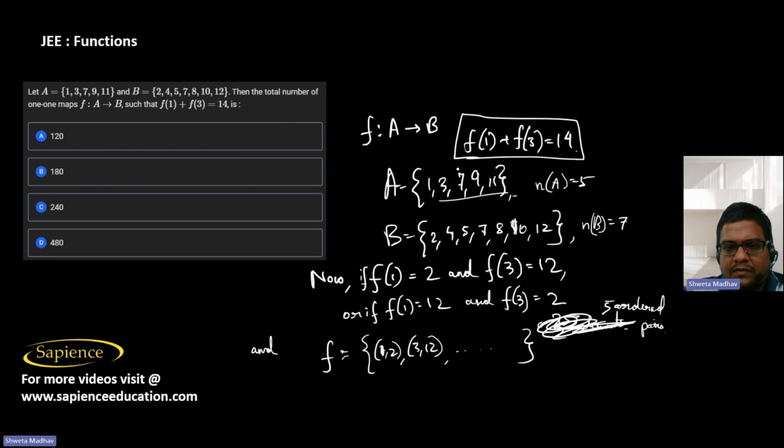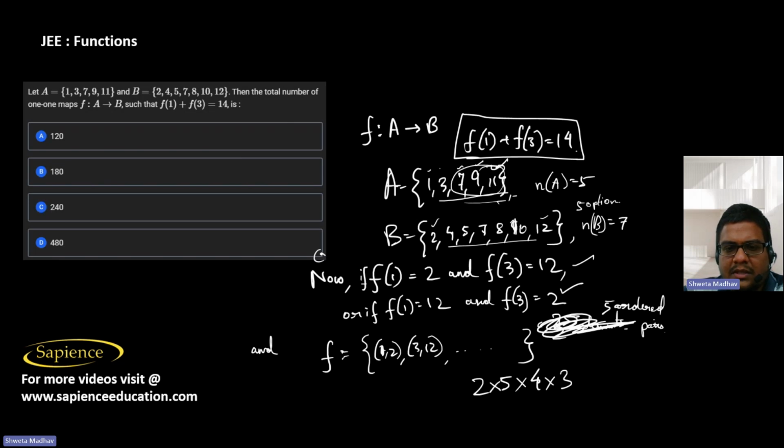Now for these remaining 3 elements, f of 1 and 3 is over, so 7, 9, and 11. Out of these three elements, they have got five options to choose from. The first element has got five options, the second element will have four options, and the third element will have three options. And since there are two choices for f of 1 and f of 3, so that into 2.